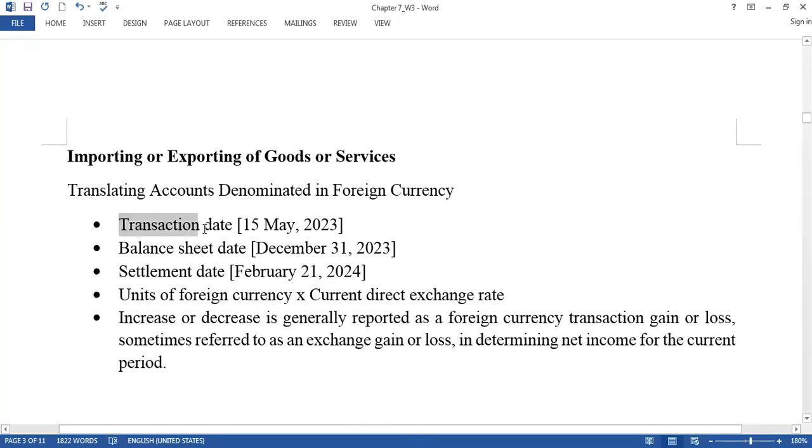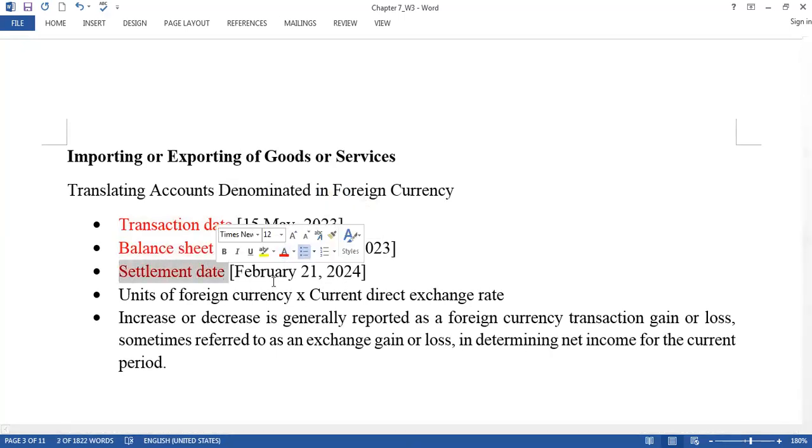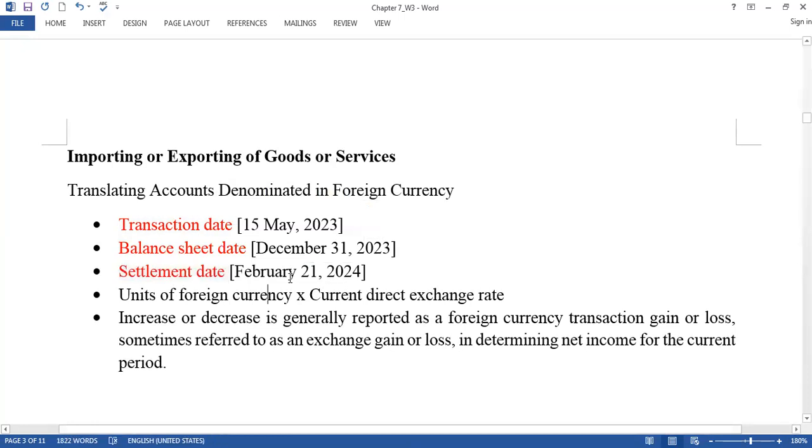And we have to transfer the loss or gain to the income statement. Now look at three important dates: the transaction date, balance sheet date, and the settlement date. If these three dates are different, we have to calculate gain or loss several times. What is the meaning of transaction date? For example, today is 15 May, we have a transaction. We have one rate here, right? Then our payment date is February 21st, 2024. Another payment date.